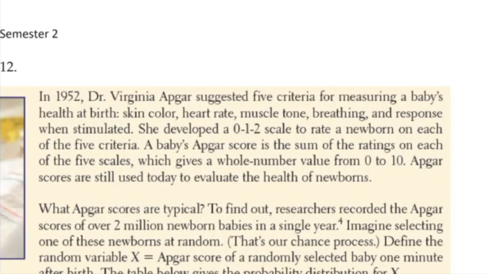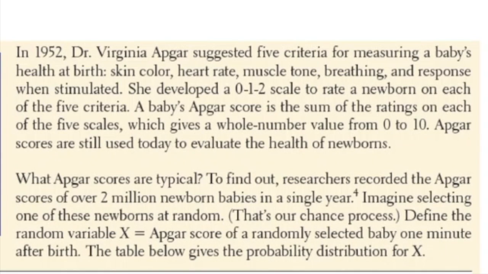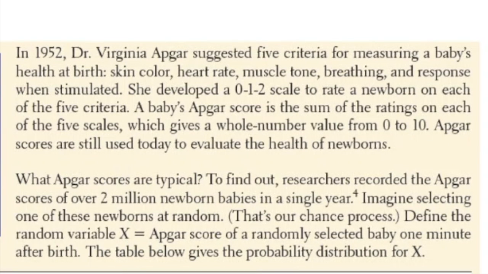Number 12. In 1952, Dr. Virginia Apgar suggested 5 criteria for measuring a baby's health at birth: skin color, heart rate, muscle tone, breathing, and response when stimulated. She developed a 0, 1, 2 scale to rate a newborn on each of the 5 criteria. A baby's Apgar score is the sum of the ratings on each of the 5 scales, which gives a whole number value from 0 to 10. Apgar scores are still used today to evaluate the health of newborns.